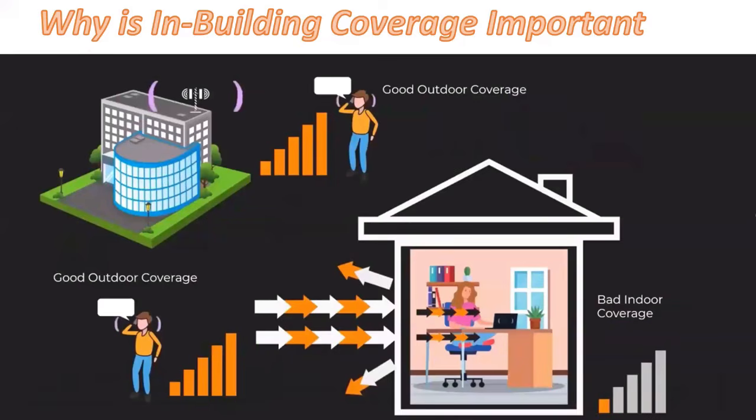And again, if you take one more example, you can see here, if you have line of sight to the cell site, you will have good outdoor coverage, right? You have good outdoor coverage. But if you go indoors, that is the start of bad indoor coverage, right? That's why an in-building solution is very important.